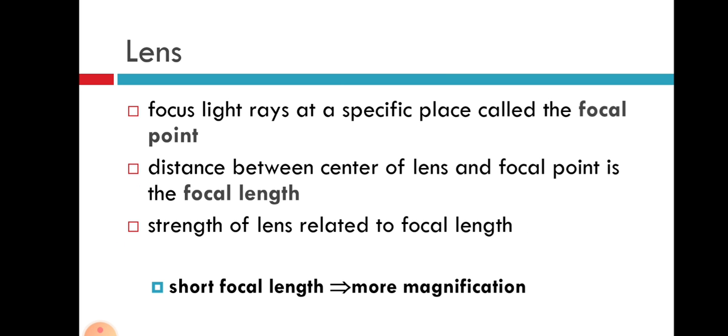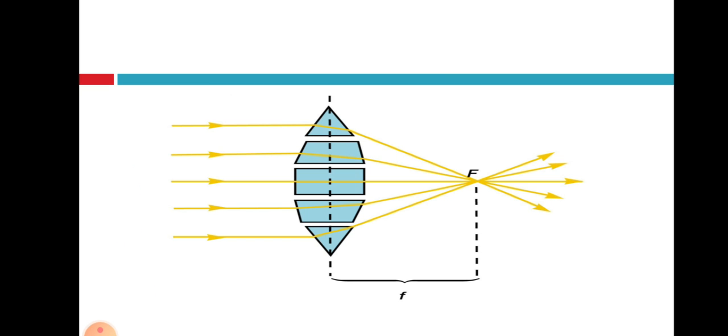Focused light rays at a specific point is called the focal point. The distance between the center of the lens and the focal point is known as focal length. Strength of the lens relates to focal length. Shorter the focal length, more magnification. Here in the picture we can see a lens through which light is being passed and forming a focal point named as capital F, and this distance between the center of the lens and the focal point is represented by small f, known as focal length.